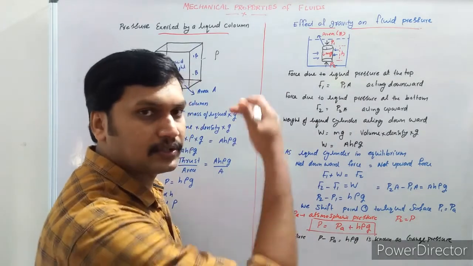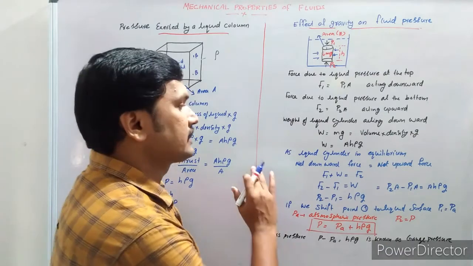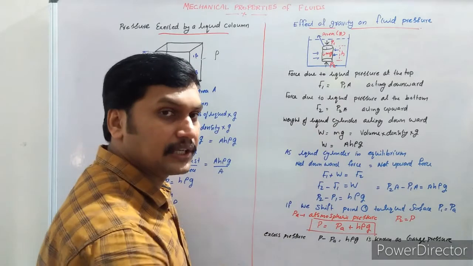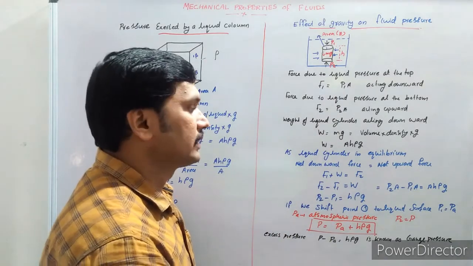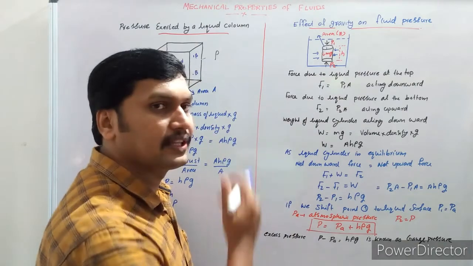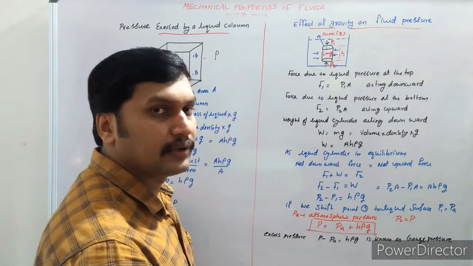You know that weight is always acting vertically downward. But as the cylindrical element of this liquid is in equilibrium, the net force in the downward direction should be equal to the net force in the upward direction, because there is no motion for this cylindrical liquid element.